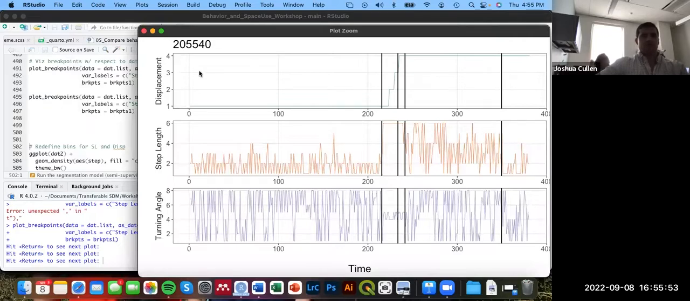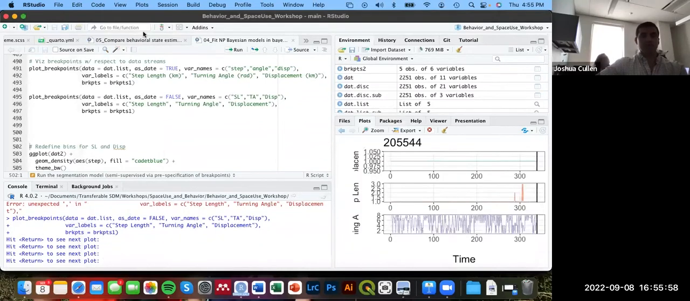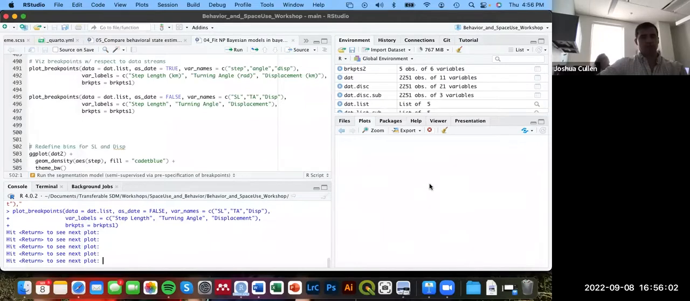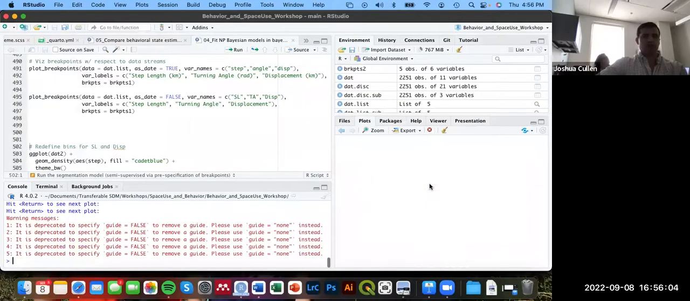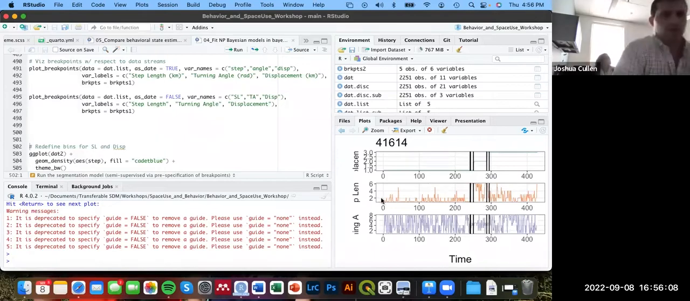So there are things here you'd probably want to take a look at, especially if you're getting breakpoints that don't match up with what you'd expect. Same goes for these resident individuals, and I'm just going to move on past this. If you see these warning messages, this is just due to the new syntax used for ggplot, which I haven't updated in the package yet. So it still works fine, but you might just see these warnings.